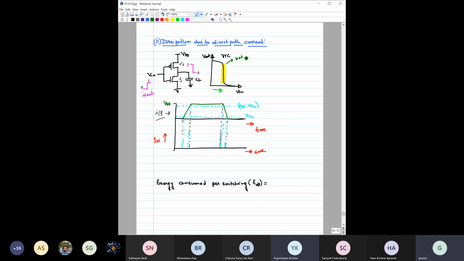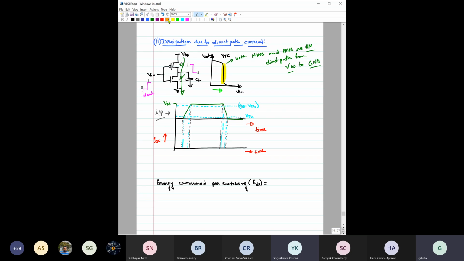Here both NMOS and PMOS are on. If both NMOS and PMOS are on, that means this is on, this is on, so there now exists a direct path from VDD to ground. Through this direct path, you will then have some current.